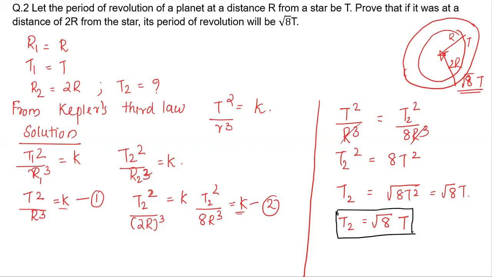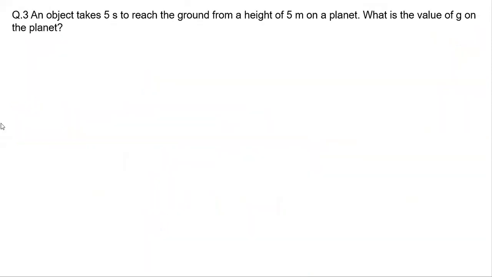Let us solve the next question. So this is the first question of solve the following in your textbook. An object takes 5 seconds to reach the ground from a height of 5 meters on a planet. So here time is given. So first we will write given. Given time t is equal to 5 seconds.